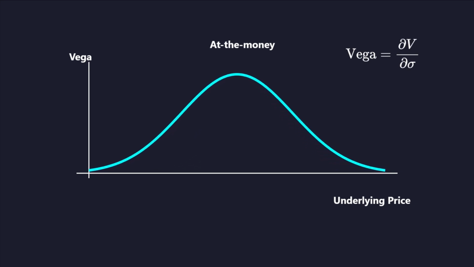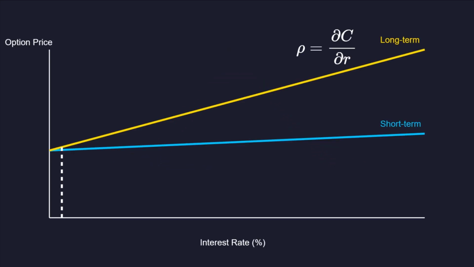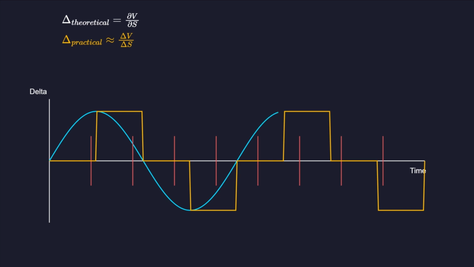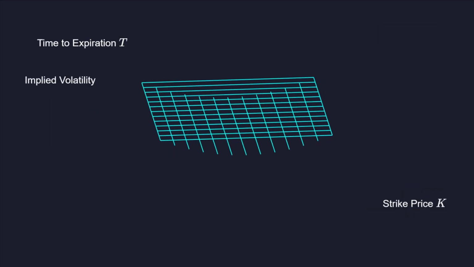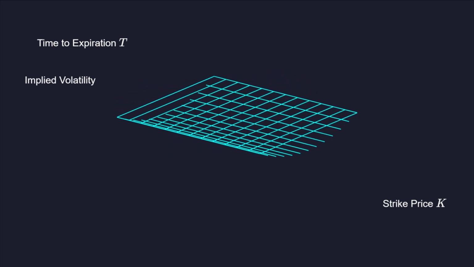Vega measures sensitivity to changes in implied volatility. It is highest for at-the-money options and decreases as the option moves away from the strike. Rho measures the impact of changes in the risk-free interest rate on the option price, a factor that becomes more significant for long-dated contracts. In practice, continuous trading is impossible due to transaction costs and discrete market hours, which introduces hedging error into the theoretical model.